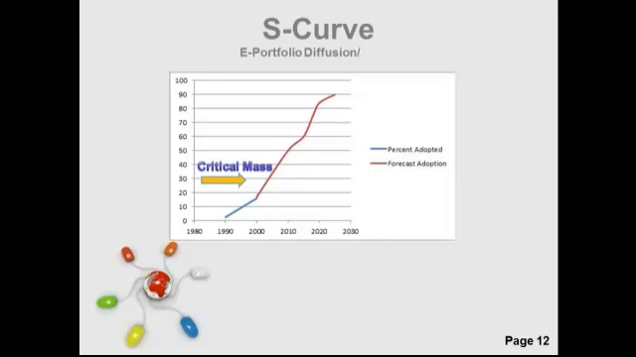Rogers found that most innovation adoptions can be charted along an S-curve. As the adoption of e-portfolios is just reaching the point of critical mass in higher education and still on the trailing end in K-12 institutions, I have forecasted here what appears to be the trend for e-portfolio adoption.